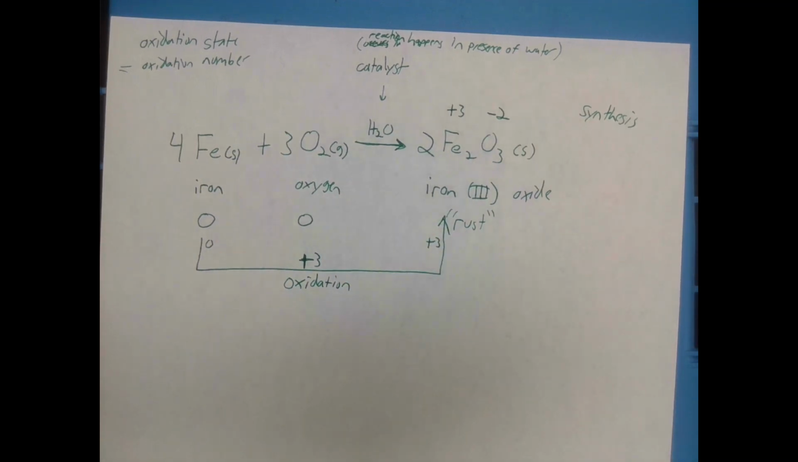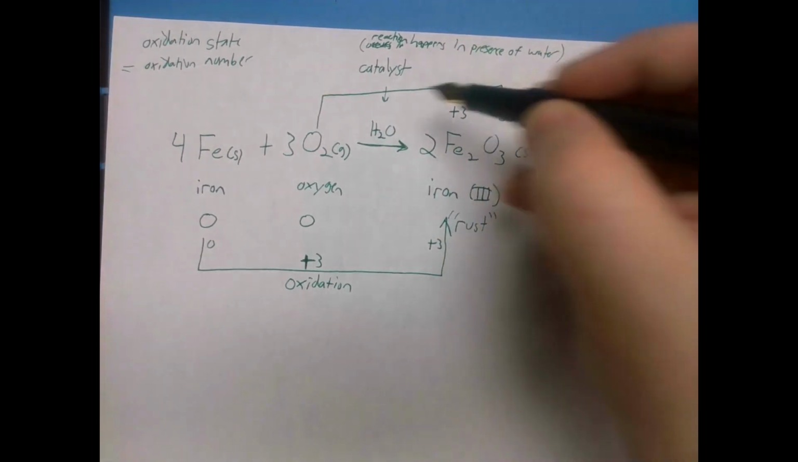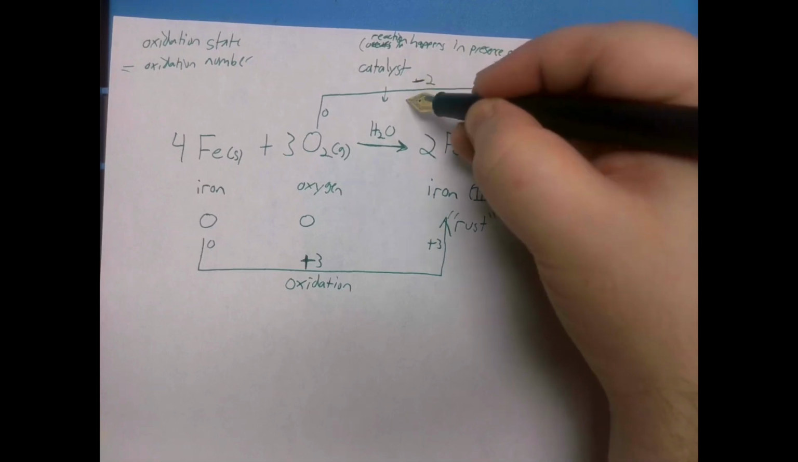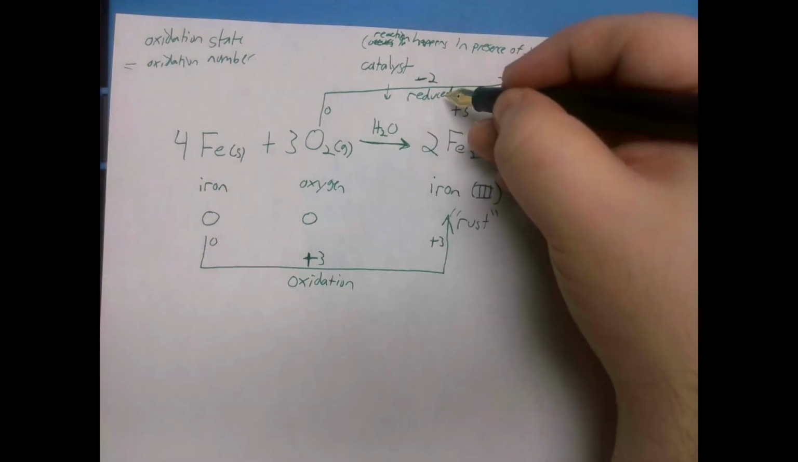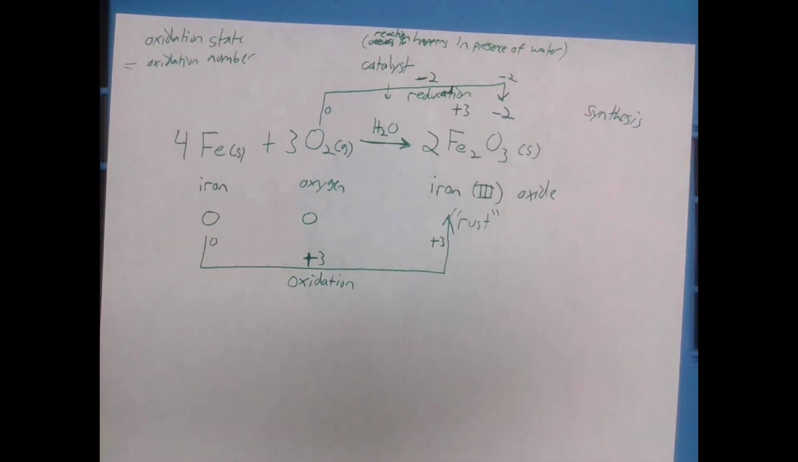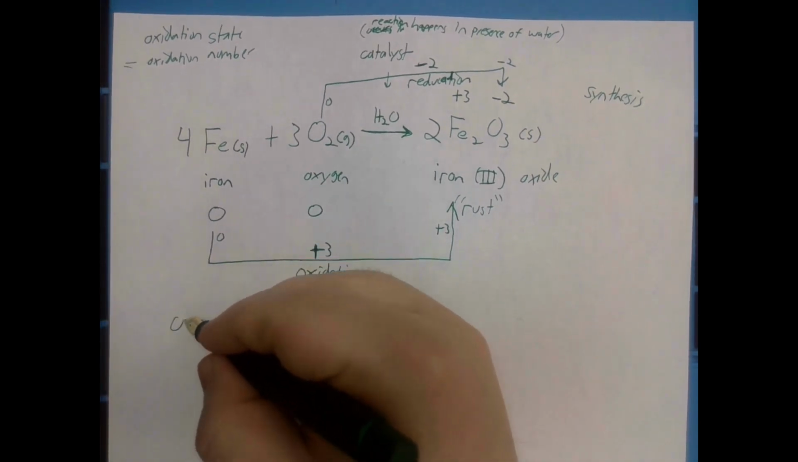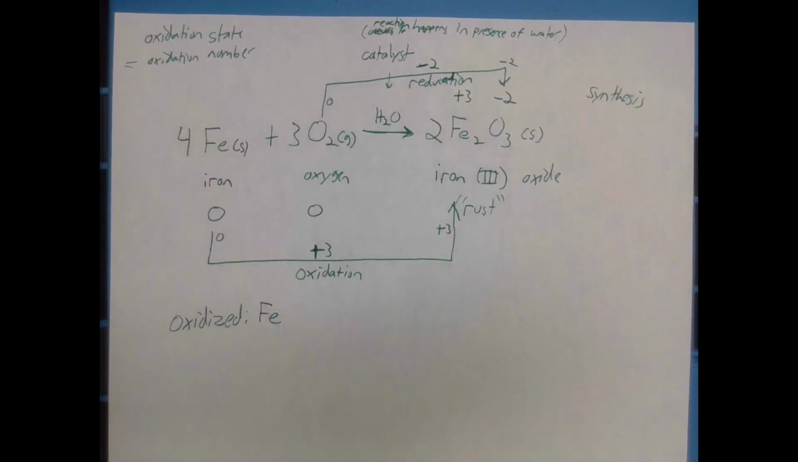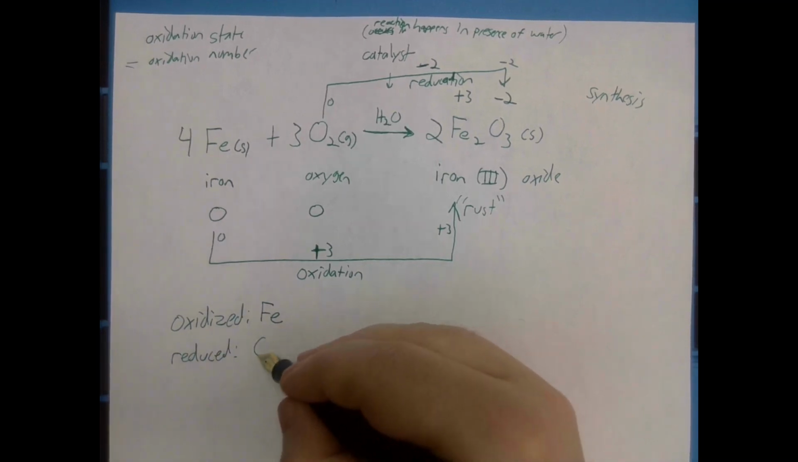What is being reduced? It has to be what's left. Oxygen is going from 0 to -2. So we are subtracting 2, so that means it's reduced. It's reduction. What's being oxidized is our solid iron. What is being reduced is our O2.